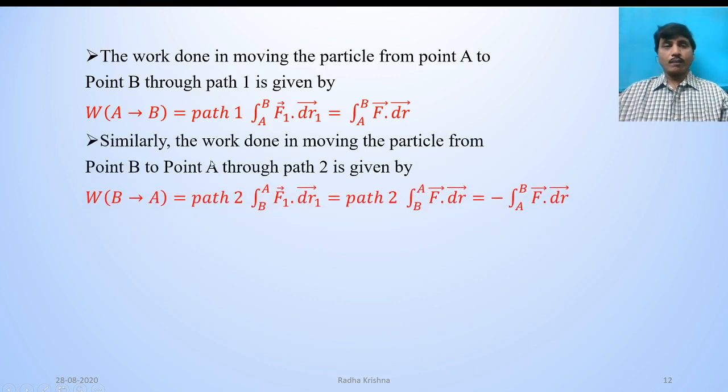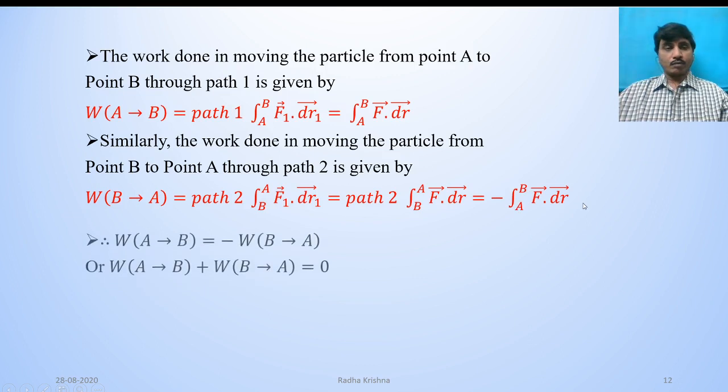Similarly, the work done by the force f2 in moving the particle from point B to point A through path 2 is given by W from B to A is equal to path 2 integral B to A f1 bar dot dr1 bar, which is equal to path 2 integral B to A f bar dot dr bar. Interchanging the limits, this is equal to minus integral A to B f bar dot dr bar.